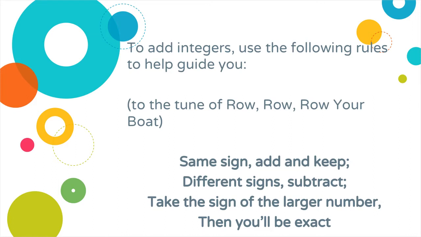This goes to the tune of Row, row, row your boat. Same sign add and keep, different sign subtract. Take the sign of the larger number, then you'll be exact.